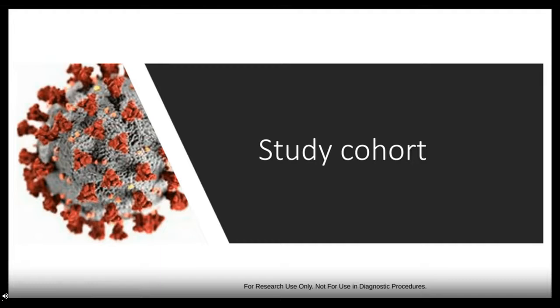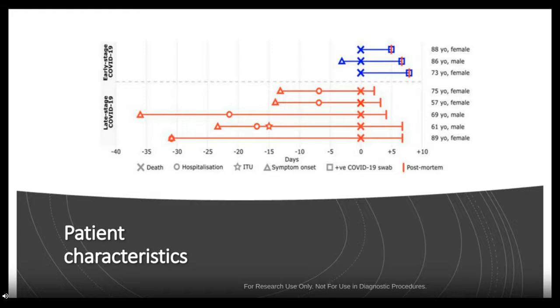So let me start with the study cohort. We focused on 8 patients, 3 at the top in blue are patients that died in the community from COVID-19 after very short preceding symptomology. We also have 5 patients shown in red. These patients were admitted to hospital for quite long periods of time and unfortunately died from their disease. And so in this talk, we'll be focusing on these early versus late cases.